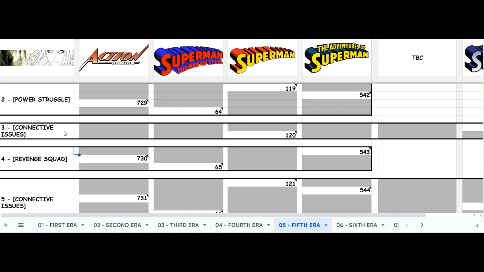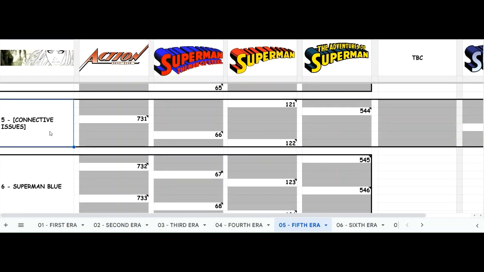Next up, we have a story arc called Revenge Squad. This is just 3 issues. Adventure of Superman 543, Action Comics 730, and Man of Steel 65. Man of Steel 65 being Triangle 9, of course. Next up, we have another connective issue arc. It starts off with Superman issue 121. This is an excellent issue, by the way.